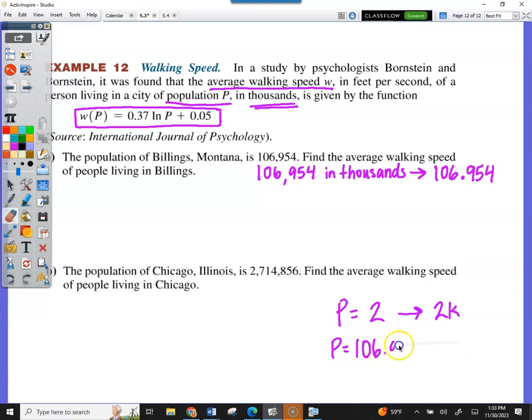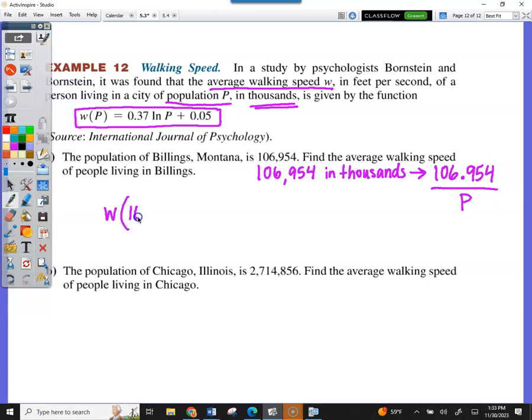All right, so I'm going to go back to this. Okay, so that's the only trick here, is that you've got to be careful with P. Now it says find the average walking speed, which means I'm finding what? I'm finding W when P is what? 954? Is that it?